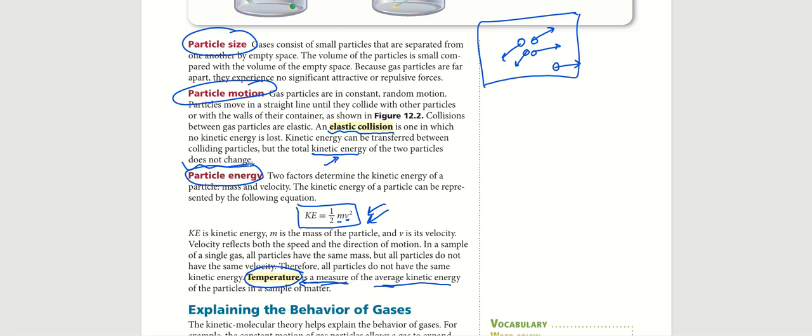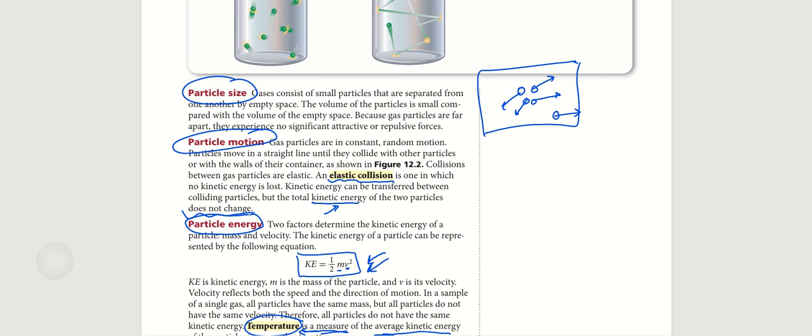So these are the assumptions of the kinetic theory and how we describe gas particles in relation to size, motion, arrangement of particles, and energy. It also says that there is a very weak attraction force between the particles, and the spaces between particles are empty space, so the gas will fill the empty space in the container.